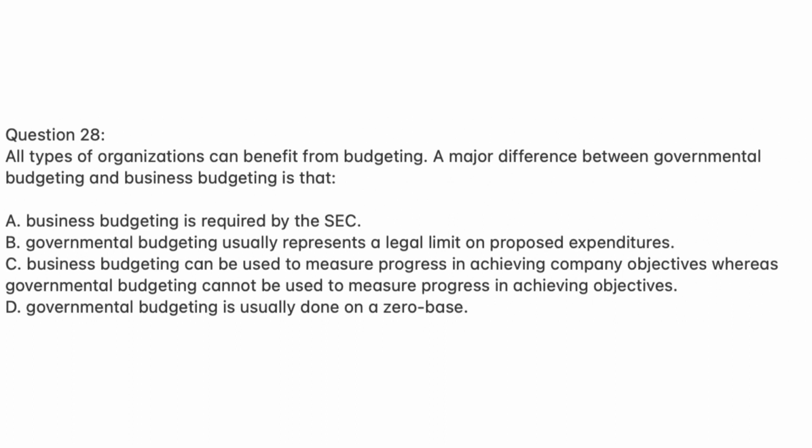A major difference between governmental budgeting and business budgeting is that A. Business budgeting is required by the SEC. B. Governmental budgeting usually represents a legal limit on proposed expenditures. C. Business budgeting can be used to measure progress in achieving company objectives, whereas governmental budgeting cannot be used to measure progress in achieving objectives. D. Governmental budgeting is usually done on a zero base.